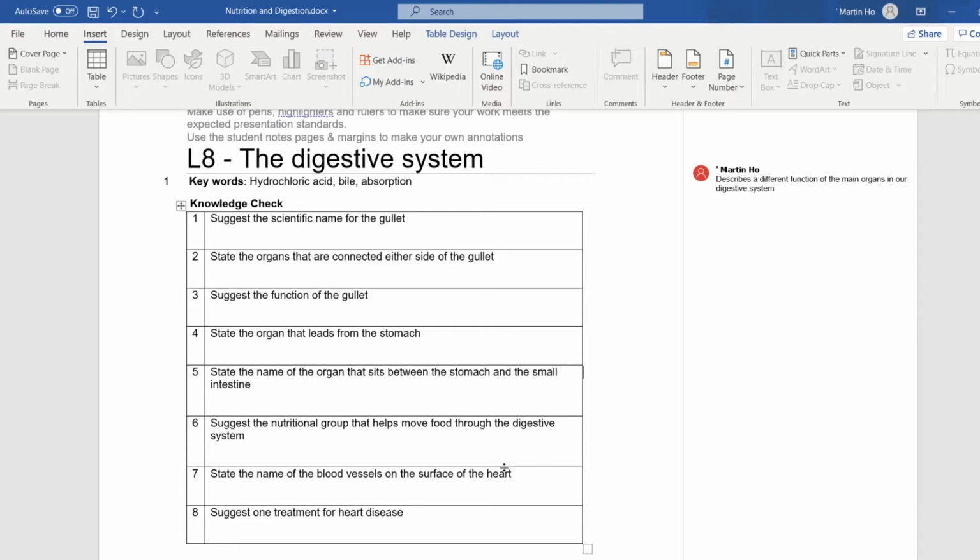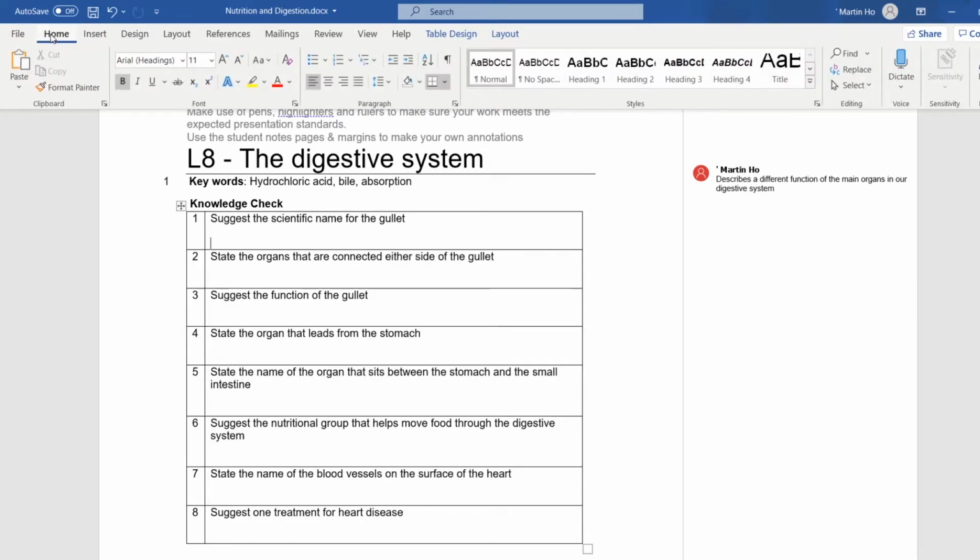Now that you're finished, let's take it up. 1. Suggest the scientific name for the gullet. As we referred to in Lesson 7, the gullet is also called the esophagus. 2. State the organs that are connected either side of the gullet. So, if we look at the diagram in Lesson 7, we can see that the esophagus starts at the top of our digestive system, where our mouth is, and it ends with our stomach.